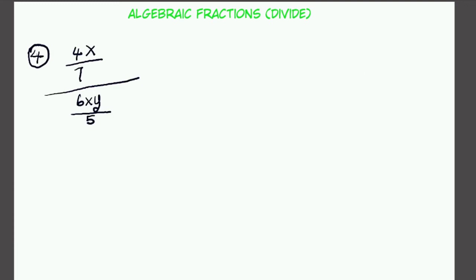So 4x over 7 over 6xy over 5. So this long division sign right here only means that all of this is being divided by all of this. We're going to rewrite it in a simpler form. This is all it meant. Now we can go ahead and invert our second fraction and change the division sign to multiplication.